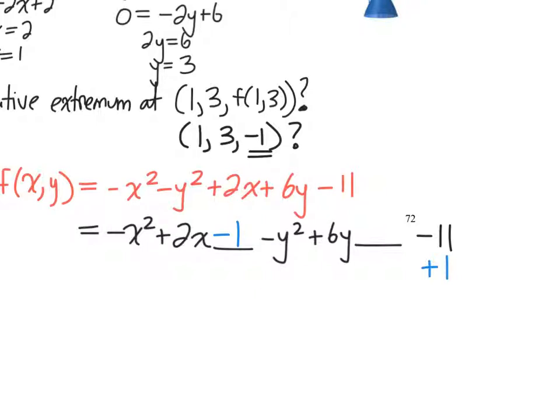Same idea here. I have to subtract a 9 because the b value cut in half becomes 3. Squared is 9. Divided by the leading coefficient is -9. But then I have to correct for that.